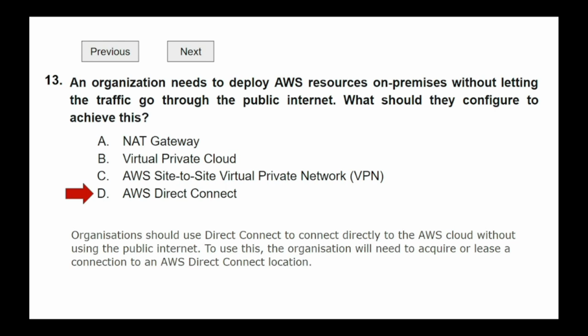Maybe just to mention on AWS site-to-site VPN, you know, what happens when you create a VPC in AWS and on the other hand, you have an on-premise network? So that's where site-to-site VPN comes in. For a NAT gateway, or a network address translation service, it is used to connect instances in a private subnet to services outside of a VPC.